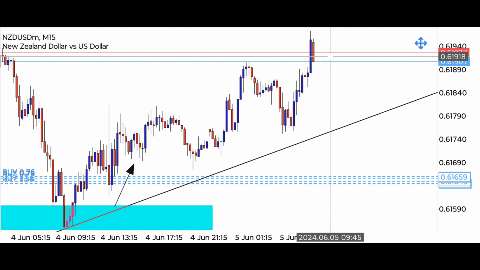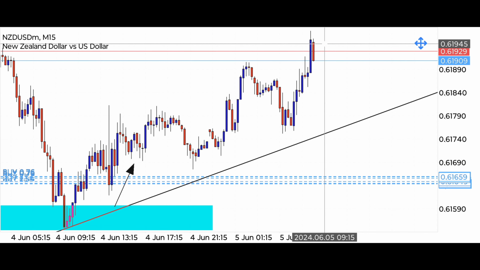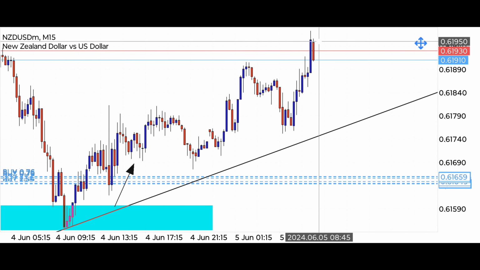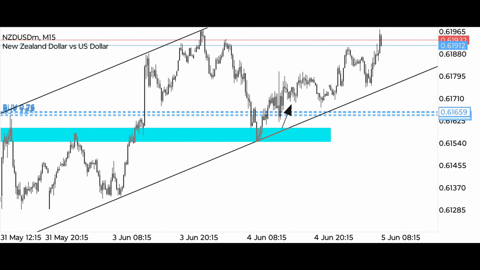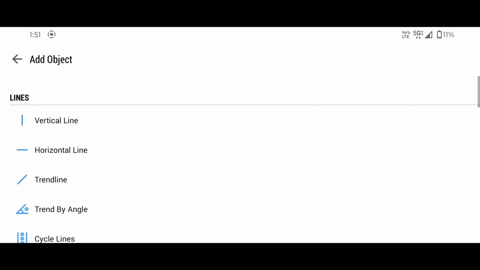My target level was here, which was hit just a while ago. The market is moving down. As soon as it hits our target level, here we should book profit quickly. Now I will tell you by drawing the next reversal level which the market will respect. For this I am using rectangle tool.